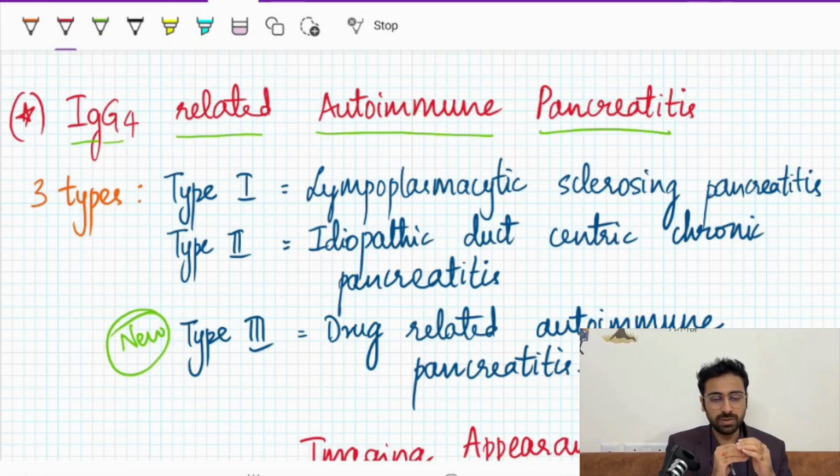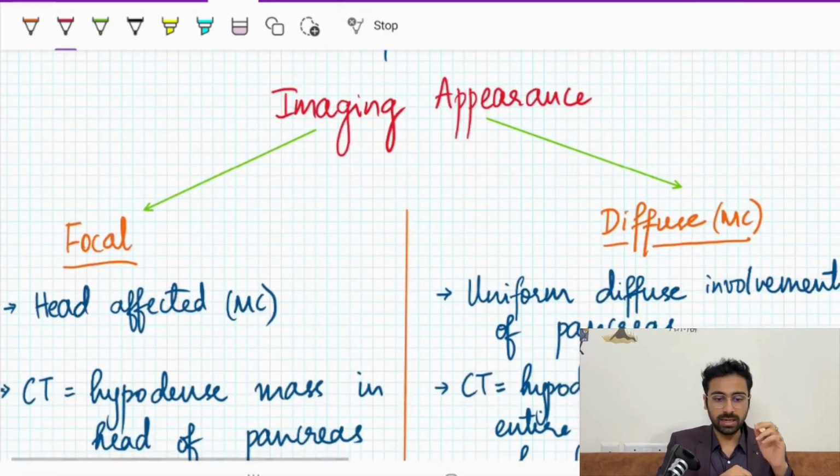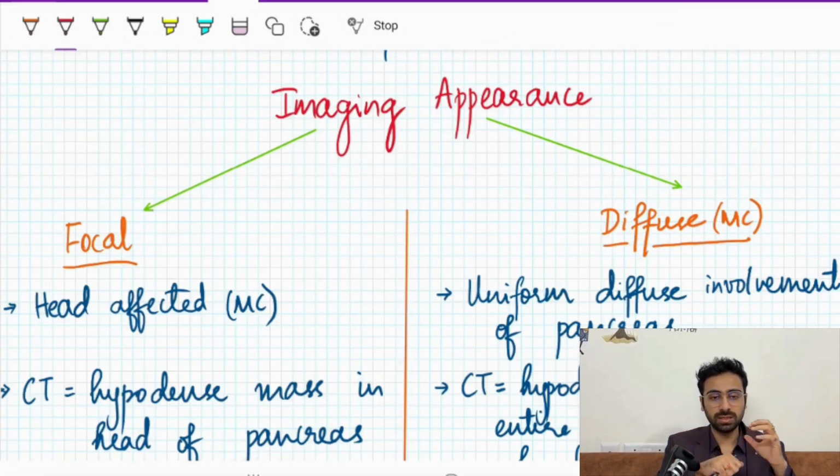Now in this video we shall be mainly concentrating on the imaging of this IgG4 related autoimmune pancreatitis. In imaging appearance, there are two variants, that is focal as well as diffuse. In focal, the head of the pancreas is the most common affected part of the organ, whereas in diffuse, there is uniform infiltration of the pancreas.